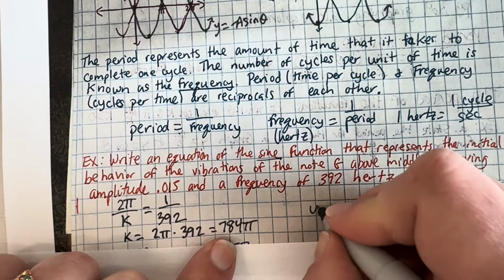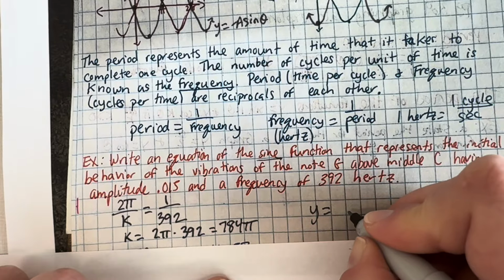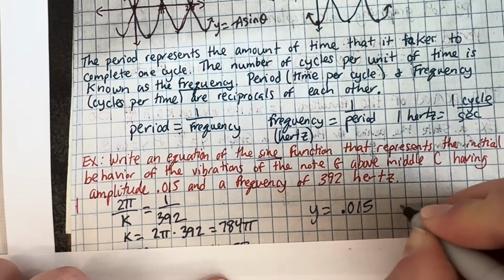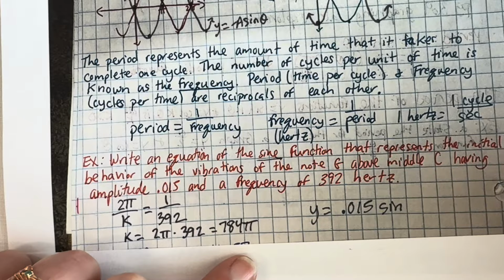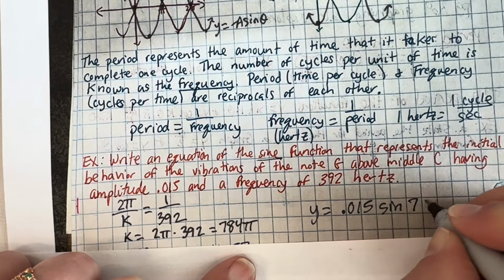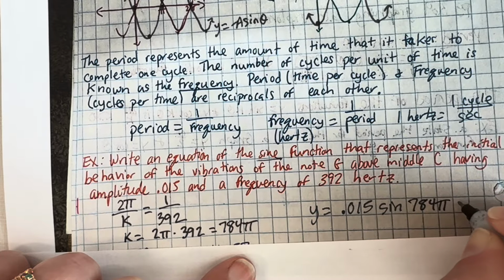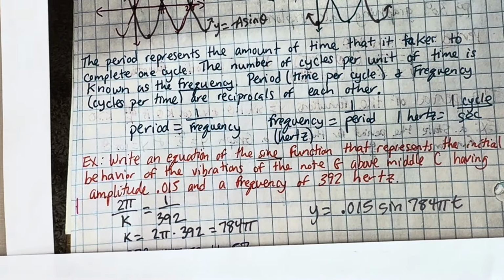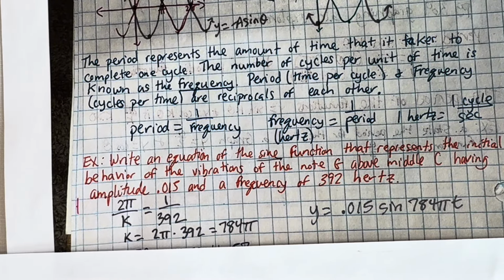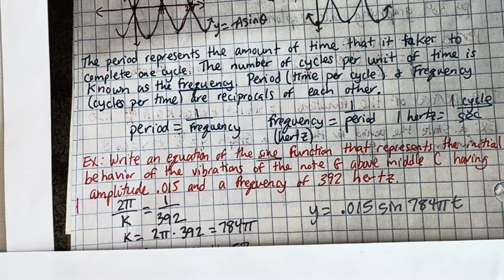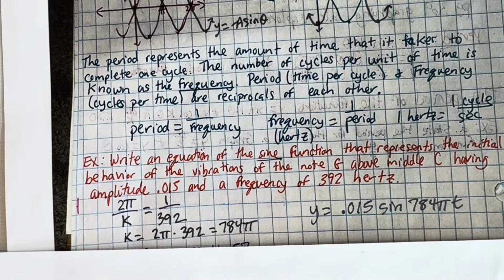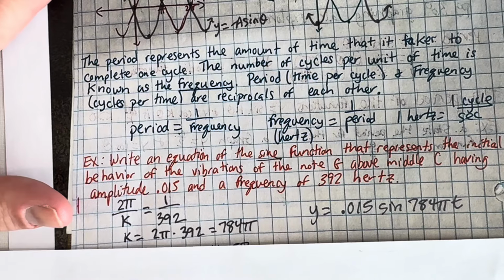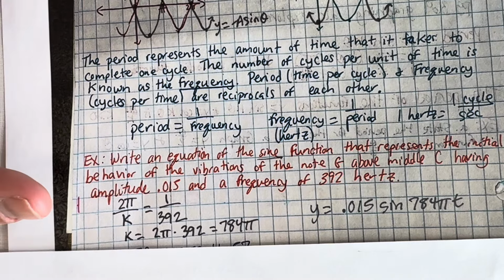Now I can plug that into a sine function with an amplitude of 0.015. So I'm going to say y equals 0.015 sine of 784 pi t, because t is our time. So that'd be our equation there. The reason it's going to stay this way instead of negative has to do with how I think the music works. All right, that's it.